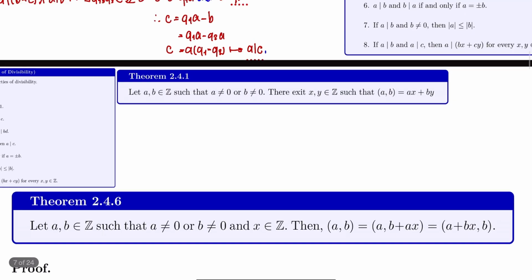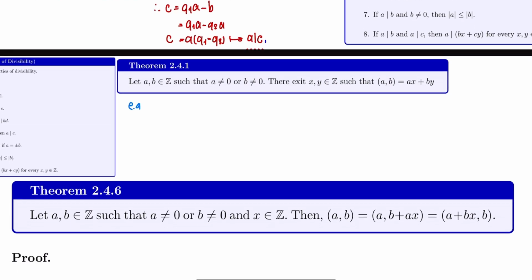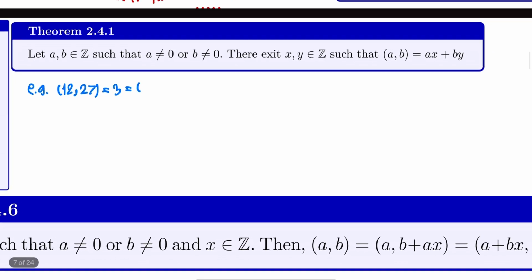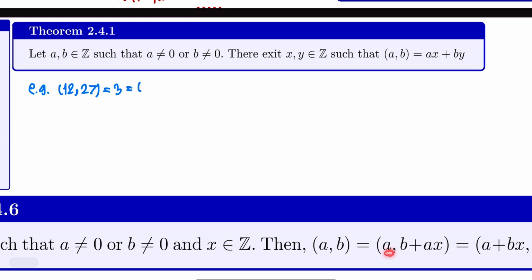For example, you may have the greatest common divisor of 12 and 27, and we know that it is 3. And it can be written as, we start with the first number, 12, and 27 plus 12x. In this case, your x can be any integer you might choose. You may choose 51. Okay.